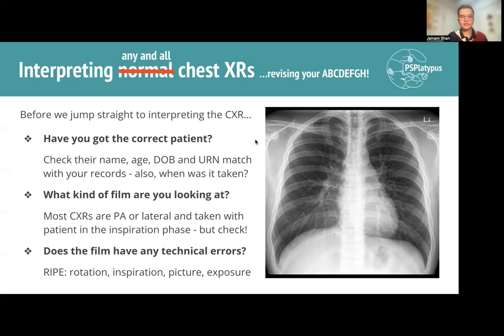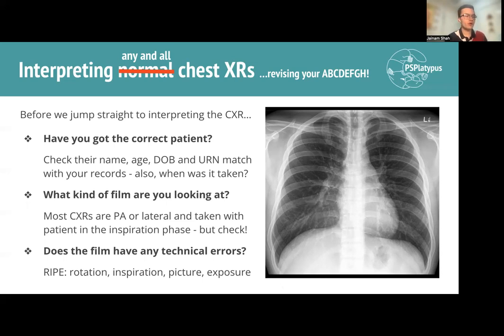So when it comes to checking the correct patient, it's quite simple. Of course, in this diagram here, you've only got the X-ray, but you probably will have a report at the bottom, which will have the patient's name, the patient's age, date of birth, as well as their specific patient number, so the URN. Make sure this matches with your record so that you don't embarrass yourself going up to a patient who this chest X-ray is not even for.